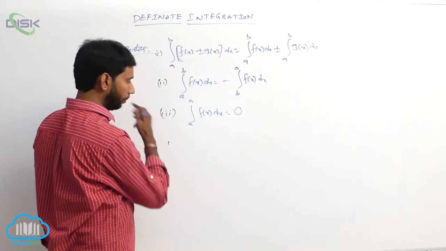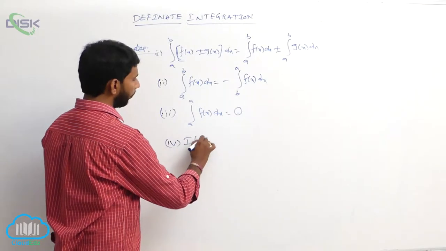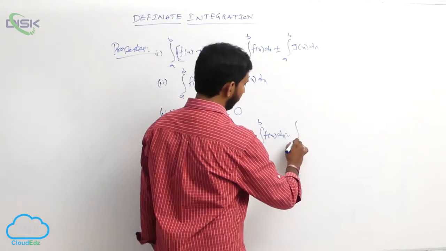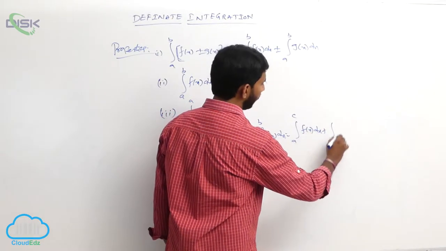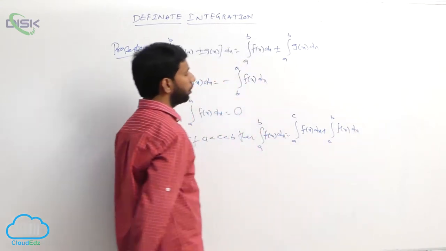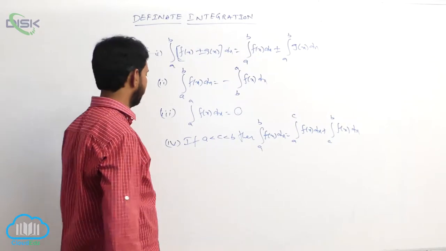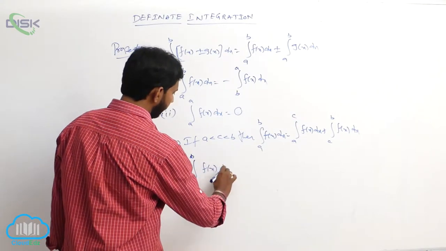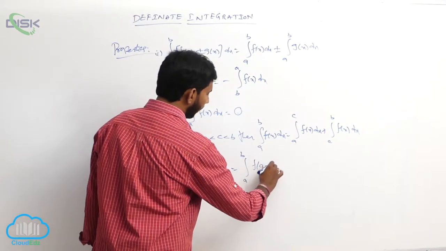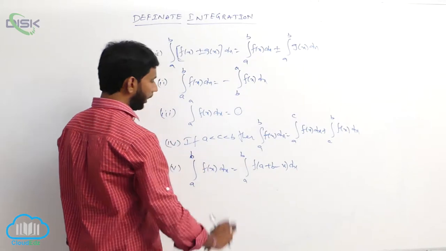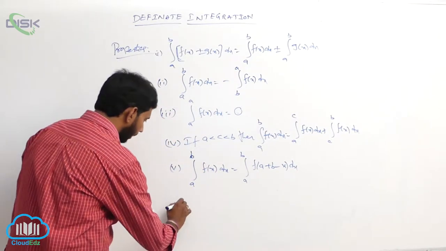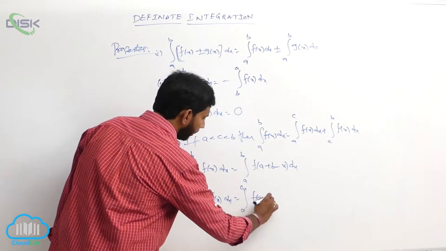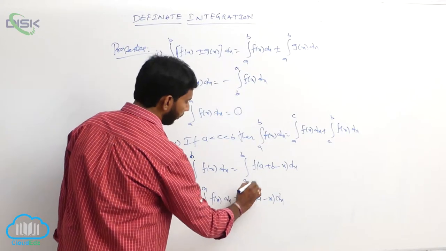And next one, suppose a less than c less than b, then the integral from a to b of f(x) dx can be written as the integral from a to c of f(x) dx plus the integral from c to b of f(x) dx. And next one, the integral from a to b of f(x) dx is equal to the integral from a to b of f(a plus b minus x) dx. And next one, the integral from 0 to a of f(x) dx is equal to the integral from 0 to a of f(a minus x) dx.